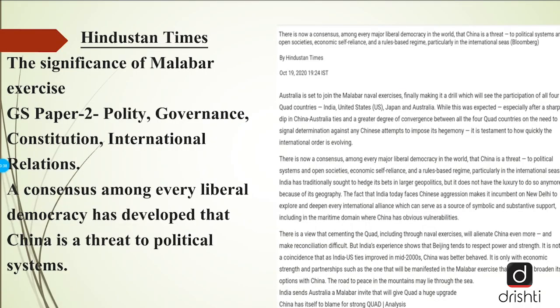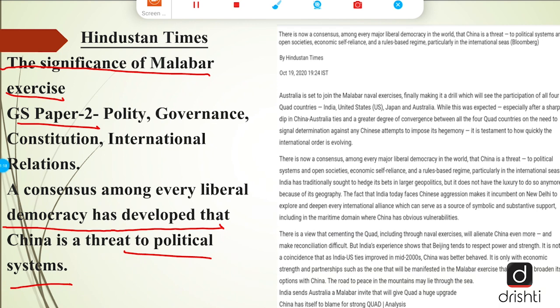Today's editorial is taken from Hindustan Times and the title of today's editorial is The Significance of Malabar Exercise. If we try to summarize today's editorial, we can say that a consensus has developed among every liberal democracy which says that China in future is a threat to all political systems. If we try to link today's editorial with our UPSC syllabus, we can link it with paper 2, primarily with sections including polity, governance, constitution, international relations, etc.